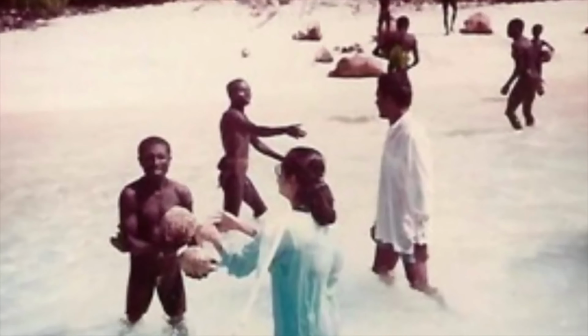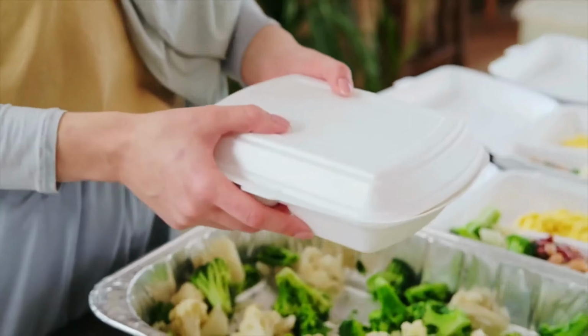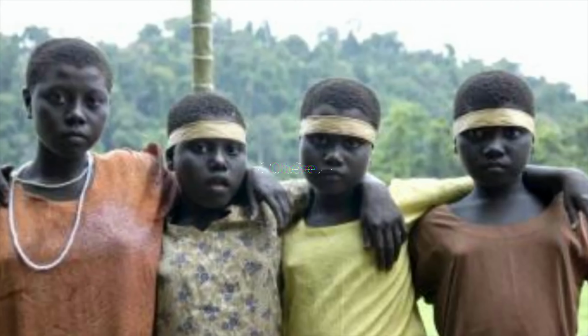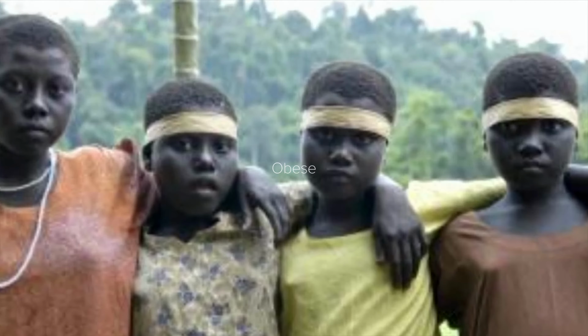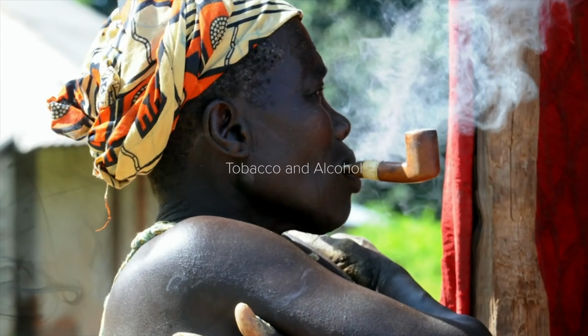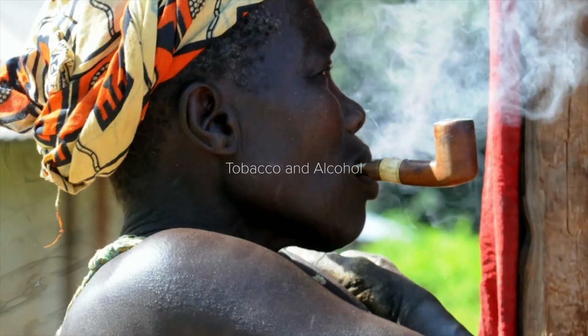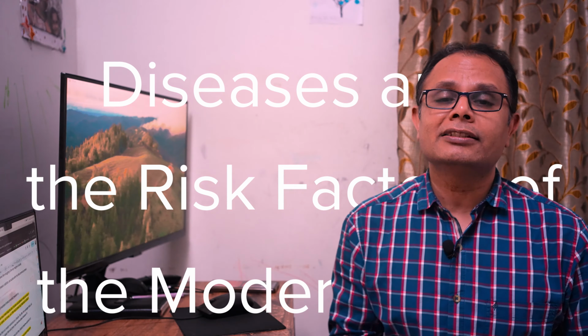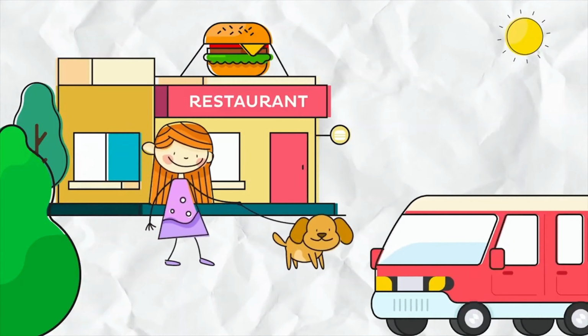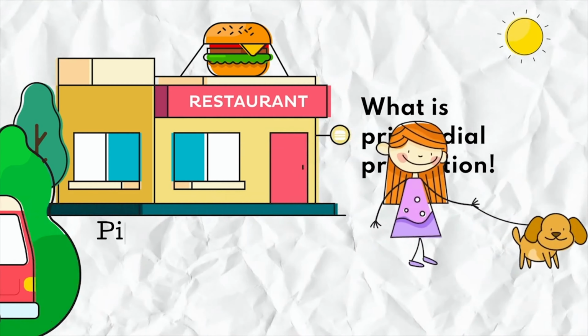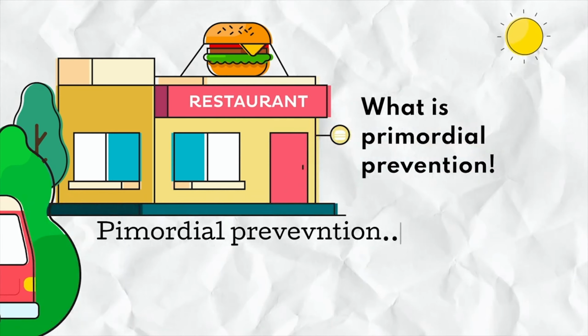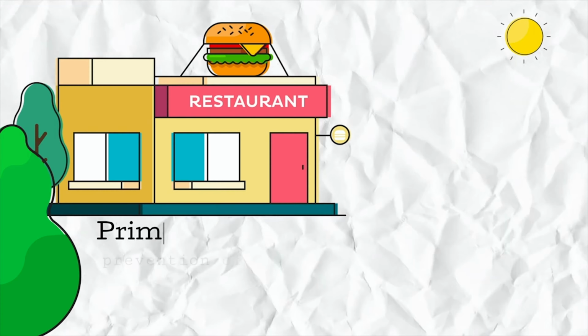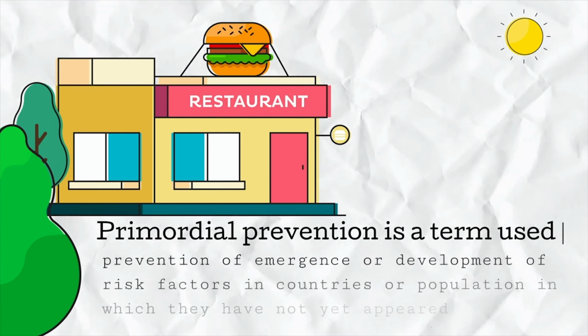We offer them packaged foods, but few were able to digest them, and many have become obese because of it. They were introduced to tobacco and alcohol, and they instantly became addicted to it. They are gradually losing their primitive way of life and culture and becoming prone to the diseases and the risk factors of the modern world. Primordial prevention is a term used in public health and refers to the prevention of the emergence or development of risk factors in a country or population in which they have not yet appeared.